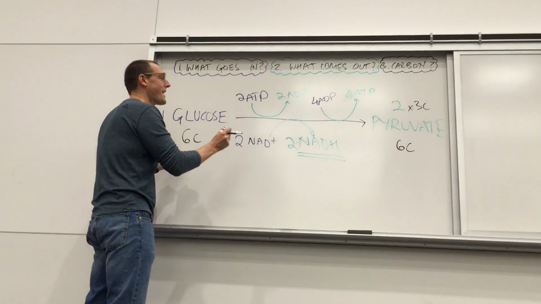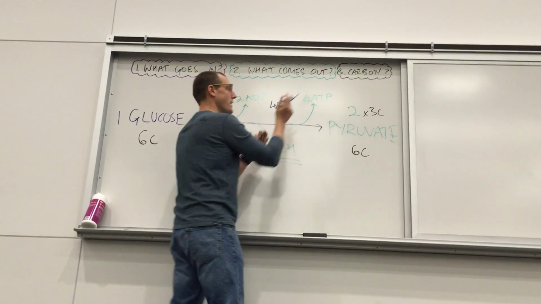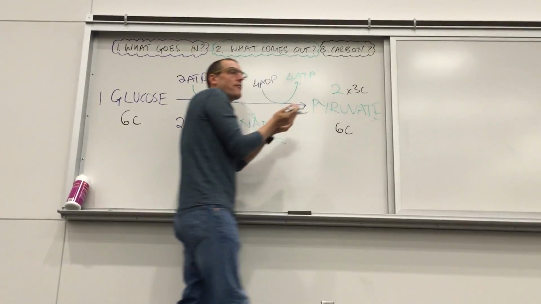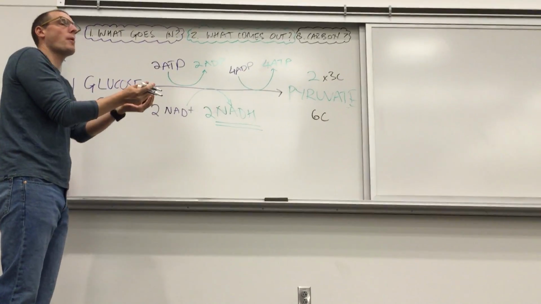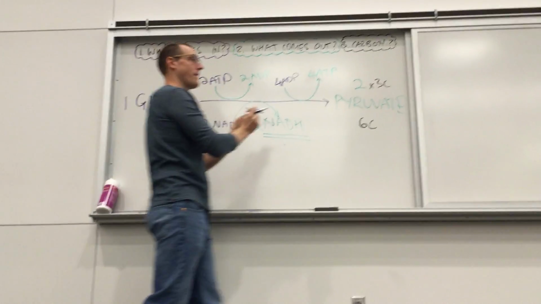So, what do we get out? We get out 2 NADH, 4 ATP. That is the functional part as well as the pyruvate. So what is the function of glycolysis? It's to make pyruvate, and it's to make a small amount of NADH and a small amount of ATP.